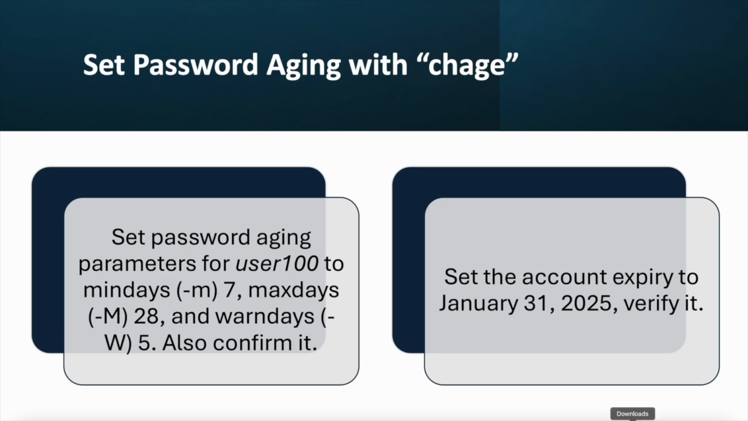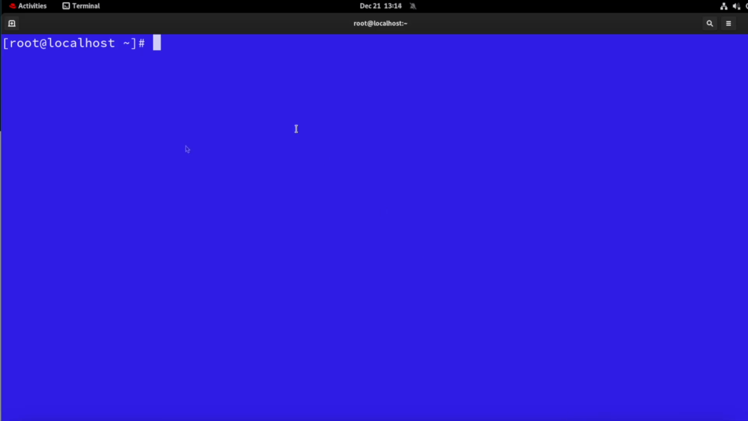So for this, I have already created one user. Let's assign the attributes. The command is chage -m and 7 for the minimum number of days, -M and the value 28 for the maximum number of days, -W for warning, that was 5, and the username. So the username is user100.